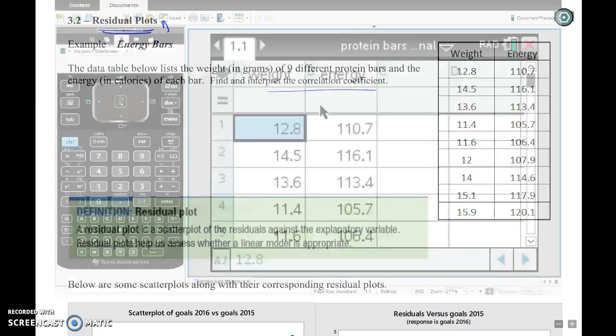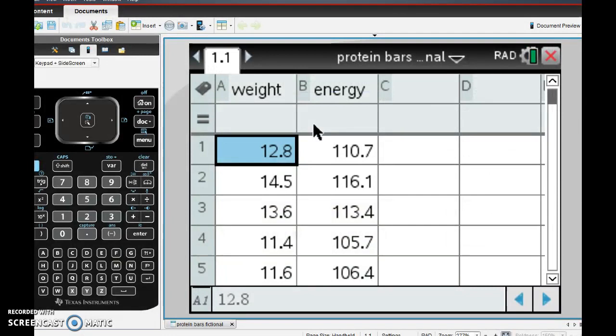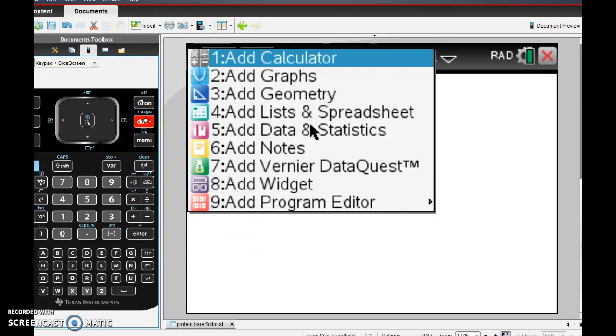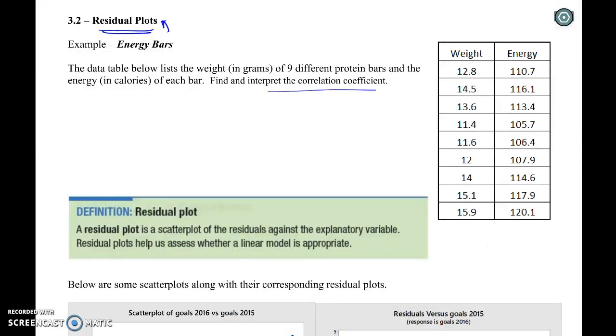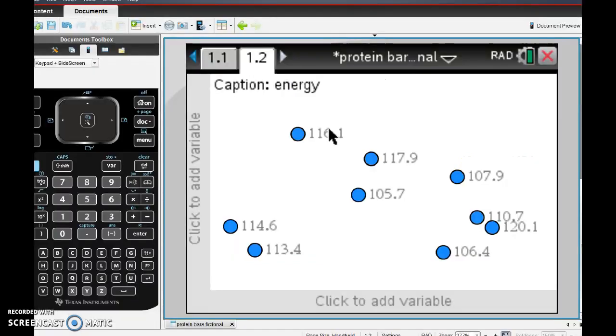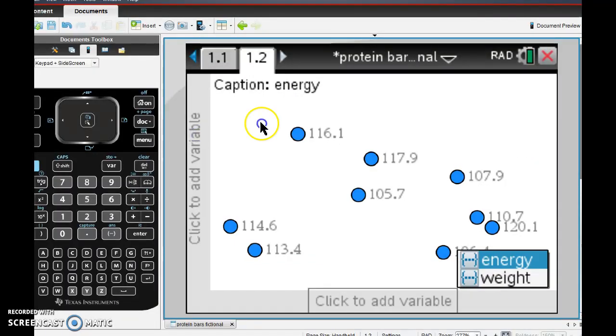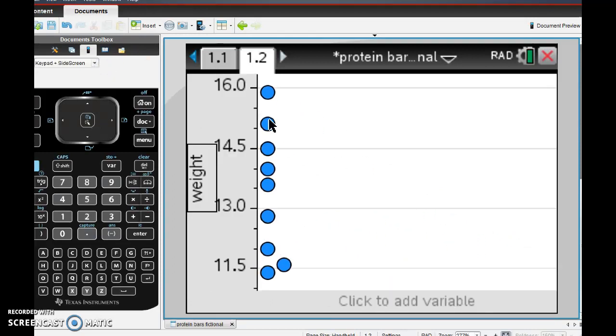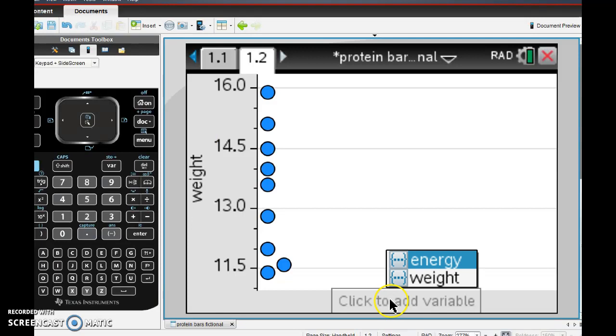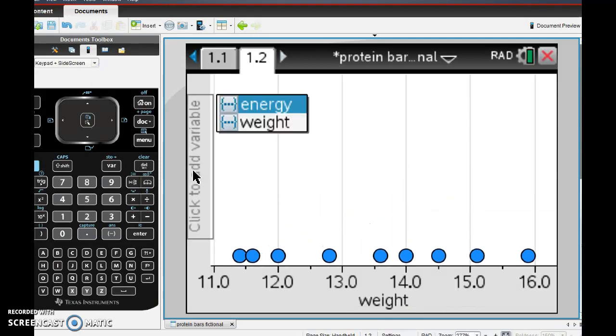So let's just review. I got my data in the calculator. Like I said, pause it if you want to follow along. Let's open up a new page and look at the scatter plot. Weight would be the explanatory variable and energy would be the response. So let's put weight versus energy. Oops, I'm sorry, what did I do? Weight versus weight. Weight versus energy.